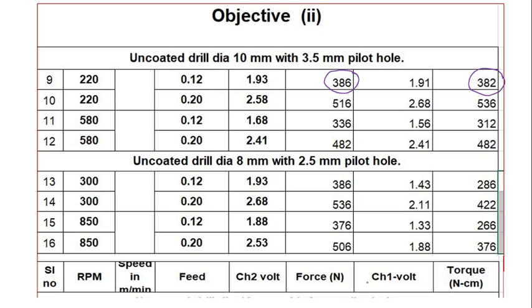I am not going to explain it. It has been explained in our subject. So please go through your own notes. You will be able to find out why it is happening. Effect of pilot hole is much more on thrust force, but it is much less on torque. Here also you have to fill in the cutting velocities.